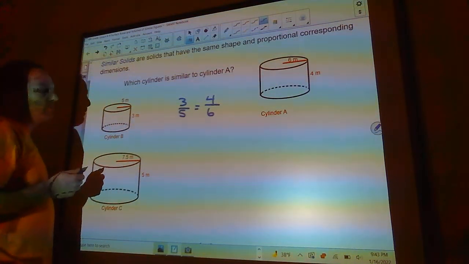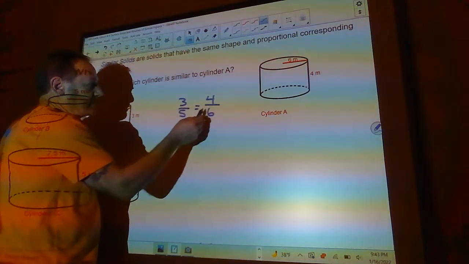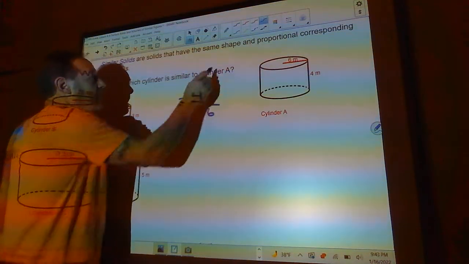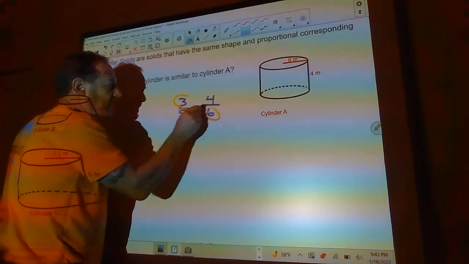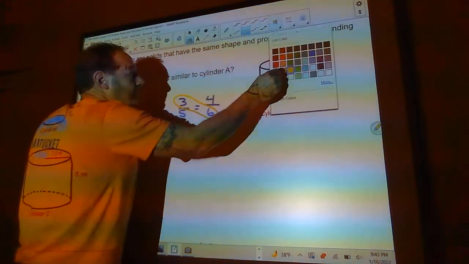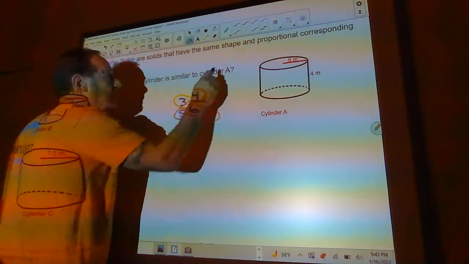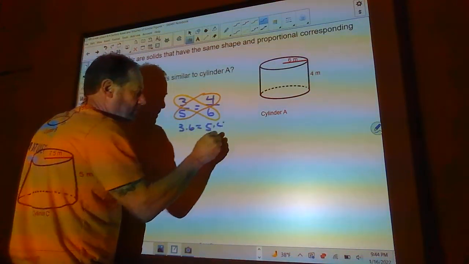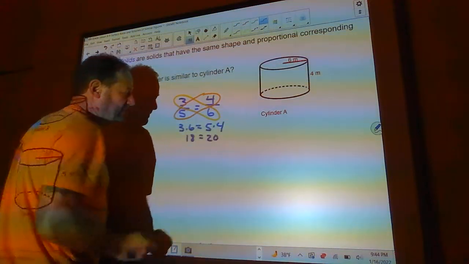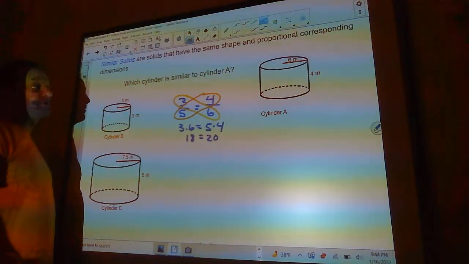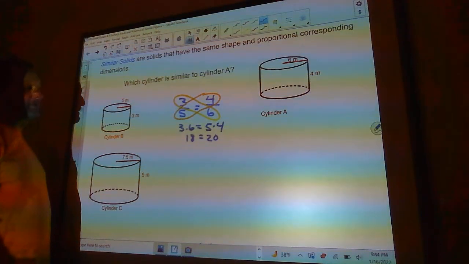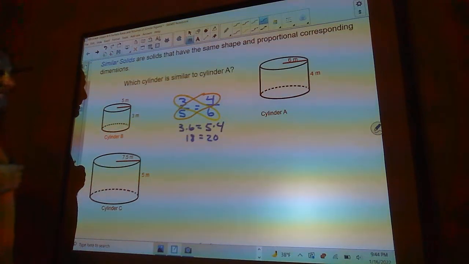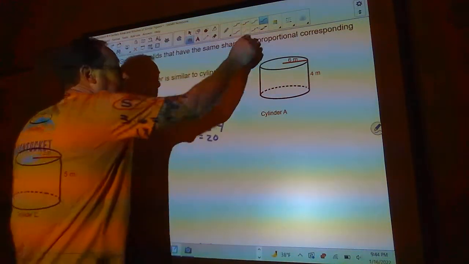And so I have a proportion here, and now what I would do is the means extremes property. If these two proportions are equal, then these two multiplied together will equal these two multiplied together. So 3 times 6 should equal 5 times 4, and that's 18 equals 20. Okay, that's not true. So these are not proportional, so these would not be similar. They're close to being similar because these two numbers are the same, but they're not similar. So let's check the next one.